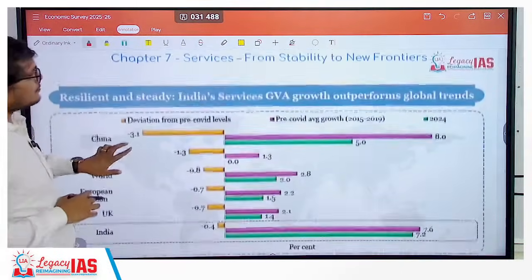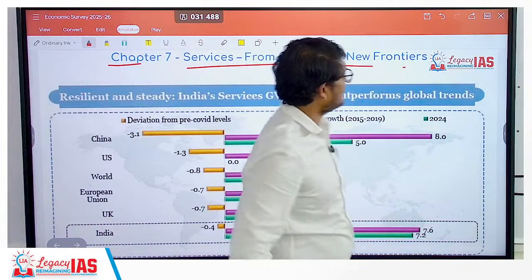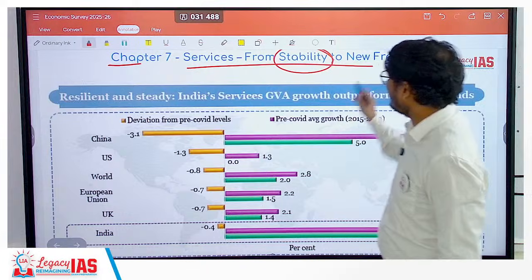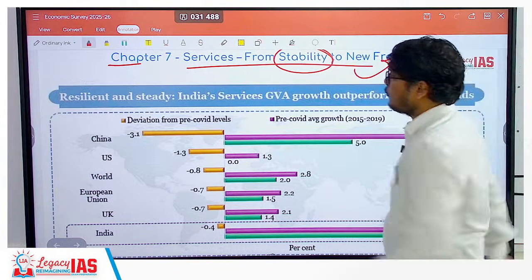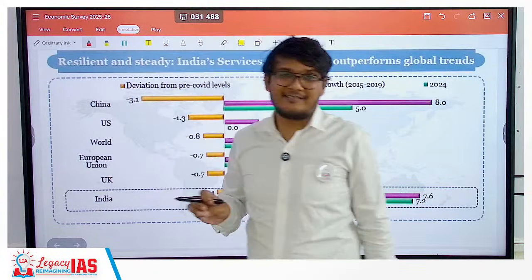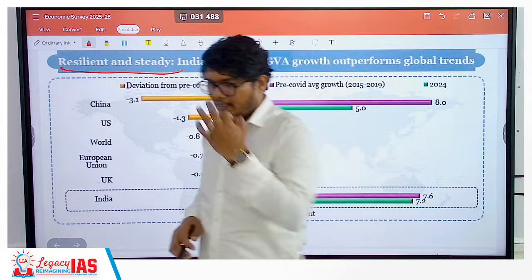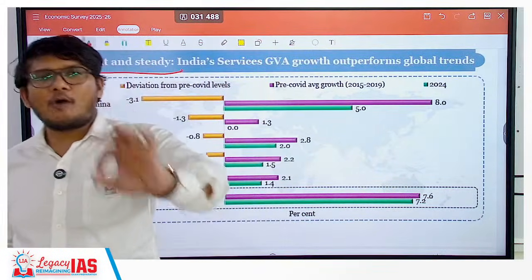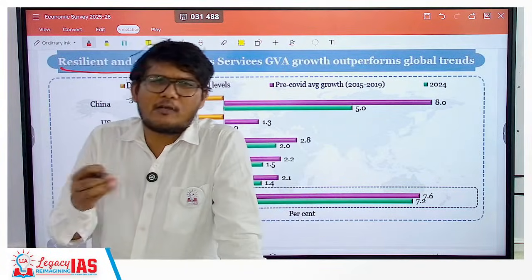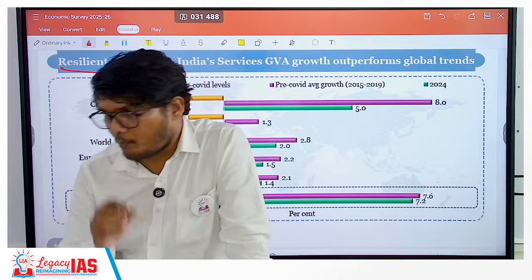Then let's move on to chapter 7, that is the services sector, from stability to new frontier. Now that our services sector growth rate has been stabilized, we now want to grow further. If you look at the nature of our services sector, it is considered to be resilient and steady. Resilient means even if there is a global slowdown, economic recession or economic slowdown as such, our services sector has still remained robust.